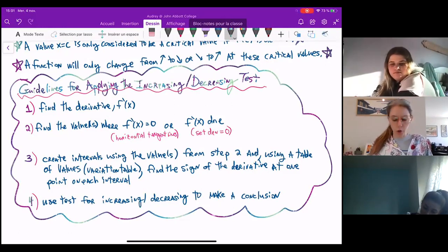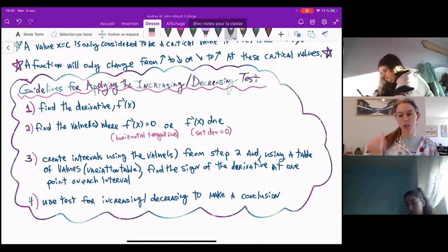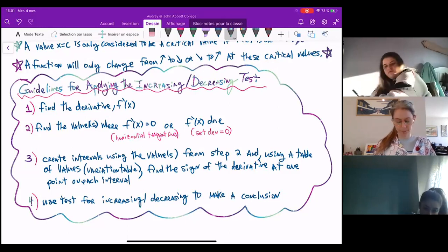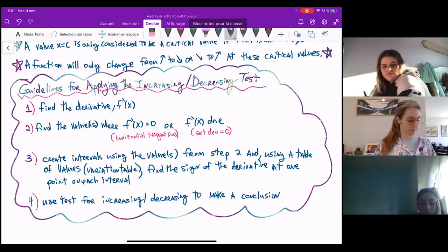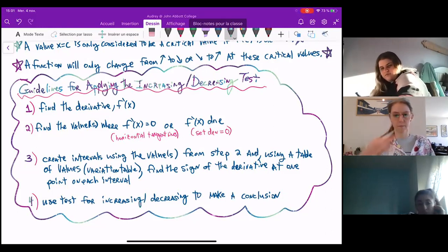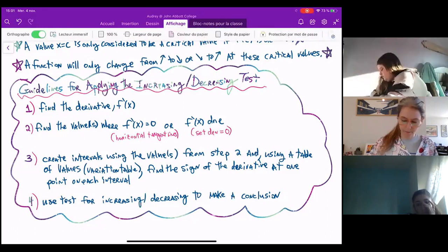Okay, so these are our guidelines. We're gonna now do a problem. Let me know in the chat when you've got the guidelines down and you're ready to start a problem. A lot of you guys ready.